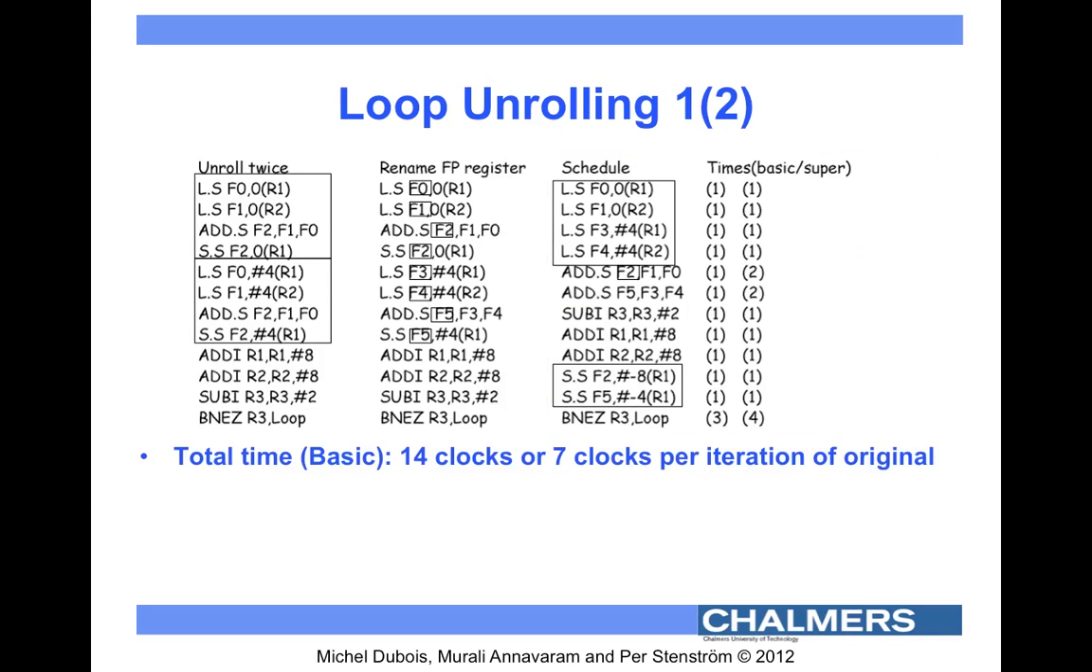So the effect of this on the execution time will be as follows. If we count the total number of cycles for the 2 iterations, we end up with 14 clocks, which corresponds to 7 clocks per iteration of the original loop. That's great news. So the loop speed up, we had 15 clock cycles from the very beginning in the original loop, and now we only have 7, so we enjoy a speed up of 2.14.